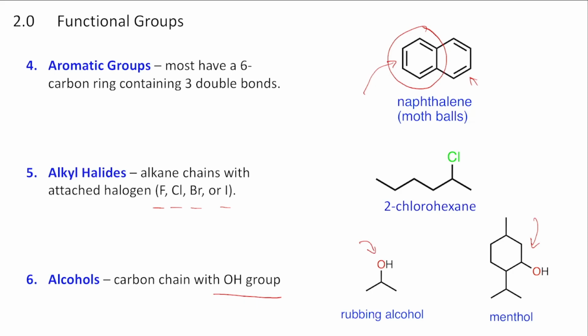You can see it has an OH that's attached to a carbon, which is attached to a big bunch of other carbons with a carbon ring. Now, I want to point out that that ring is not an aromatic ring because it doesn't have any double bonds. It has all single bonds, so it's just an ordinary hydrocarbon alkane backbone chain.